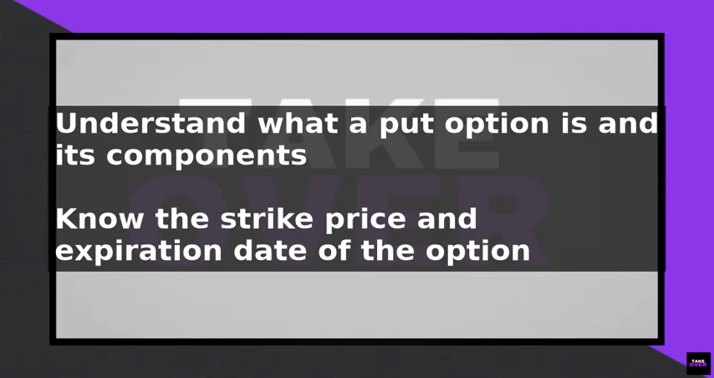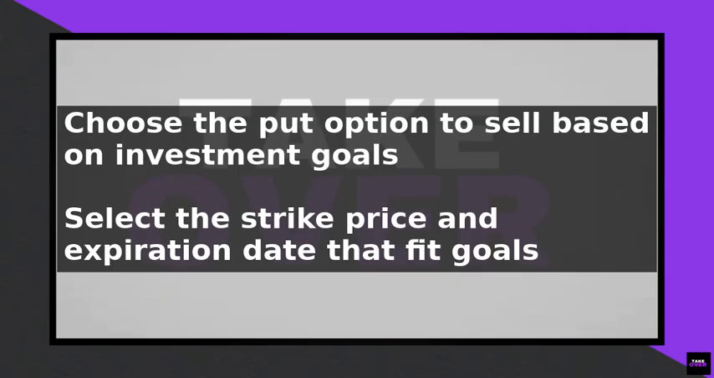Choose the put option you want to sell by selecting the strike price and expiration date that best fit your investment goals. Keep in mind that selling put options involves taking on the obligation to buy the stock at the strike price if the buyer exercises the option.